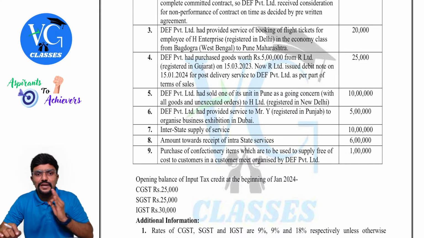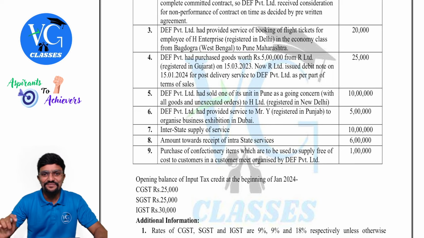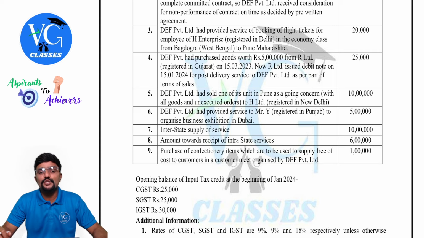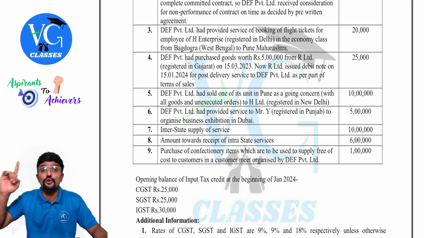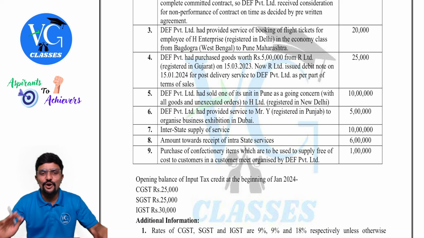Next, DEF Private Limited had sold one of its units in Pune as a going concern, keyword, with all goods and unexecuted orders to H Limited, registered in New Delhi for 10 lakh. Next, DEF Private Limited had provided service to Mr. Y, registered in Punjab, to organize a business exhibition in Dubai, outside India, guys. Hope you are aware, Dubai is outside India, for 5 lakh.